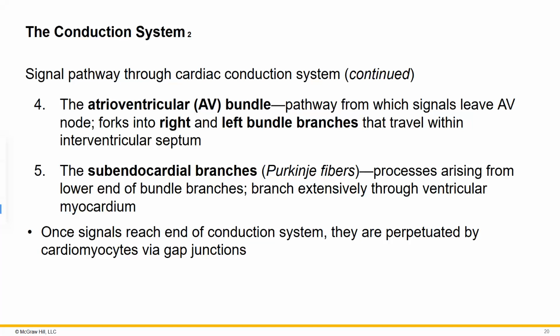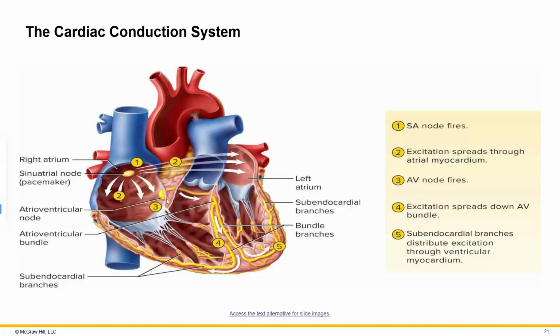The AV bundle is the pathway from which the signal leaves the AV node, and it forks into the right and left bundle branches that travel through the interventricular septum. The subendocardial branches, also known as Purkinje fibers, are processes arising from the lower end of the bundle branches that branch extensively through the ventricular myocardium. Once signals reach the end of the conduction system, they are perpetuated by cardiomyocytes via gap junctions. And here you can go once we've got down here, into the right and left branches and eventually up into those Purkinje fibers. So you should be familiar with the pathway through this cardiac conduction system.